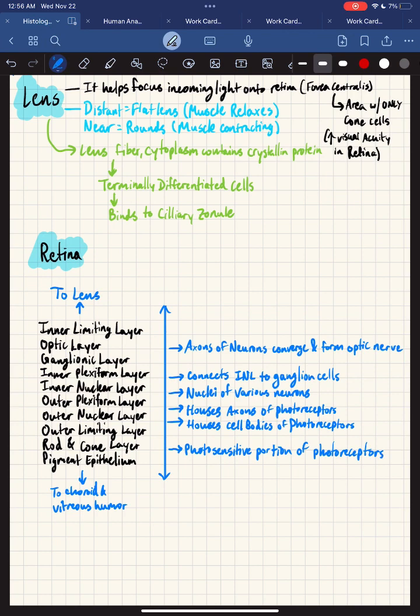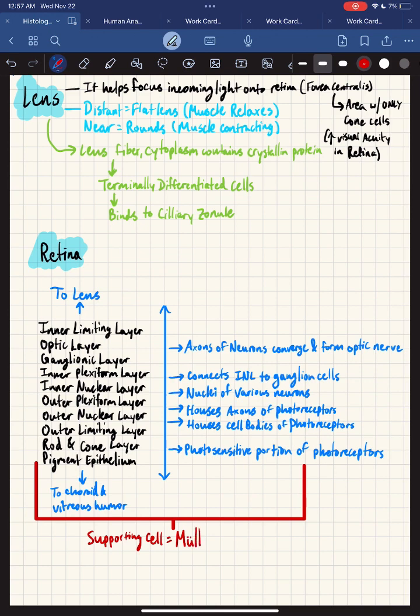Cool. Now, all of this is being supported by our friendly neighborhood... wait for it... by our friendly neighborhood Mueller cells. I don't know what they do. I don't know where they're from. To be frank, I don't care. All I care about and know is that they support all of these layers for the retina.